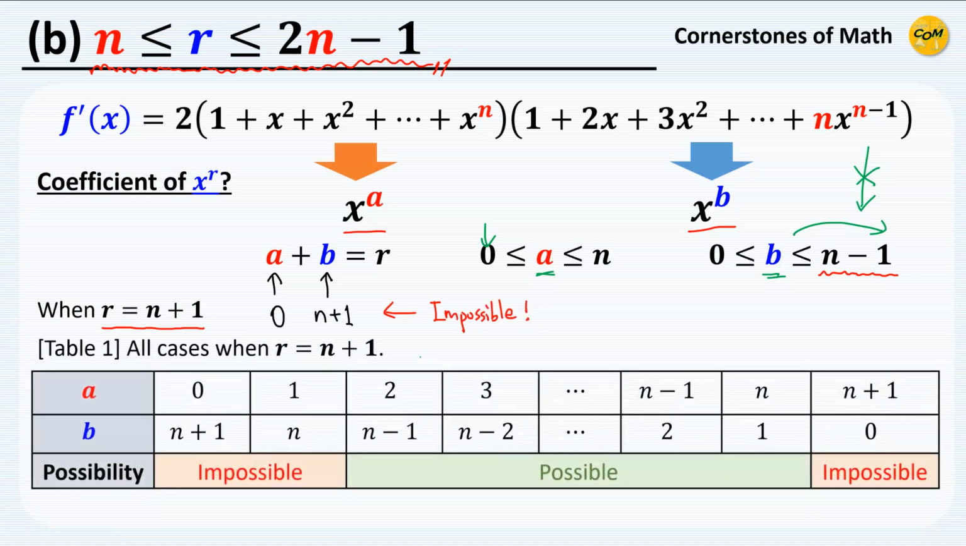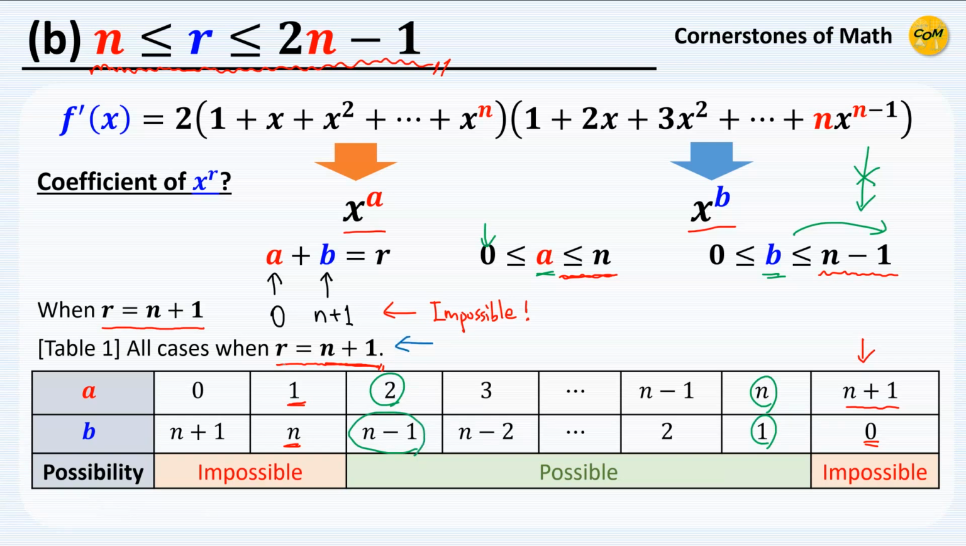These are all cases summarized from a equals 0 to b equals 0 when r is fixed to n plus 1. As you can see, a also cannot have the value of 1 because then b must have value of n, which is greater than n minus 1. On the other end right here, you can also notice that b cannot be 0 as well because it makes a equal to n plus 1, but a cannot have value greater than n. So there are limits on both ends, and the only possible range is a having values from 2 to n, while b having values from 1 to n minus 1.